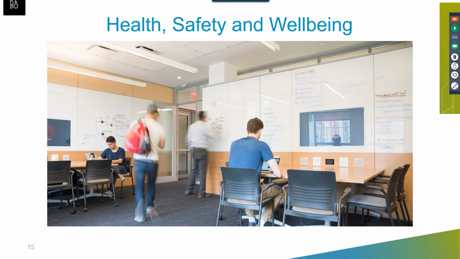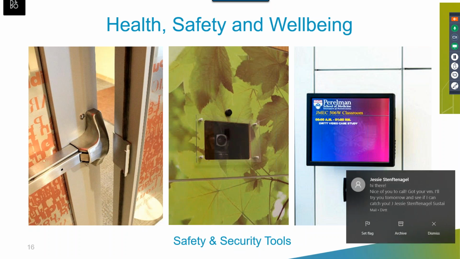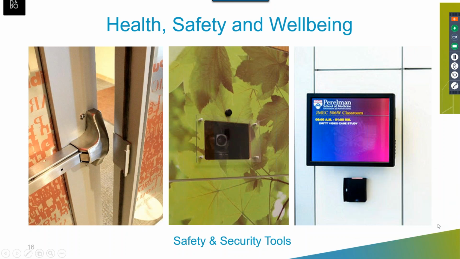So we'll talk a little bit about the issues of health, safety, and well-being. Certainly safety and security tools are something that we are all spending a lot of time talking about these days in most environments. And so we have mag locks, we have embedded cameras to provide surveillance of areas, we have card readers to allow access, and then also a tablet or something that can let you know what's going on inside a space. And these tools are continuing to evolve.